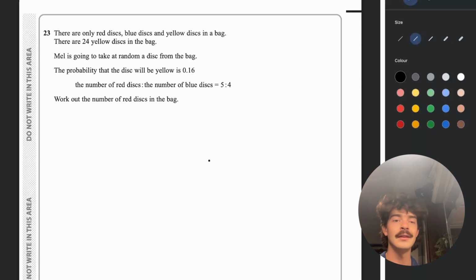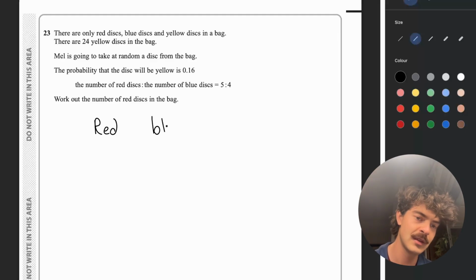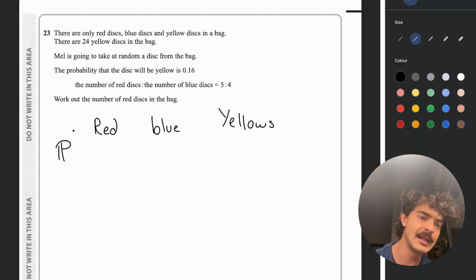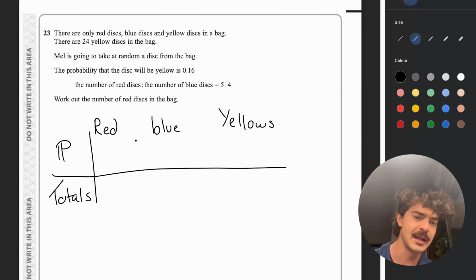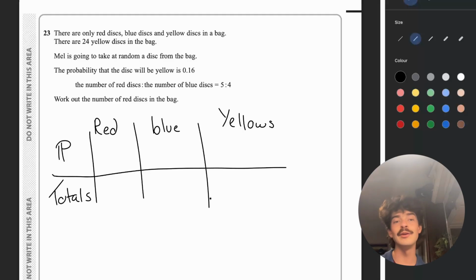Interesting. So I think at this point, it would be in our best interest to maybe start thinking about a table. We've got reds, we've got blues, and we've got yellows, and we've got our probability, and we've got our totals. Now, I think making these tables makes your life a little bit easier. You don't have to, but in this case, we're really lacking a lot of information. So the probability of yellow is 0.16, and there's 24. Gosh, and that's really all you're told. You're not told very much at all.